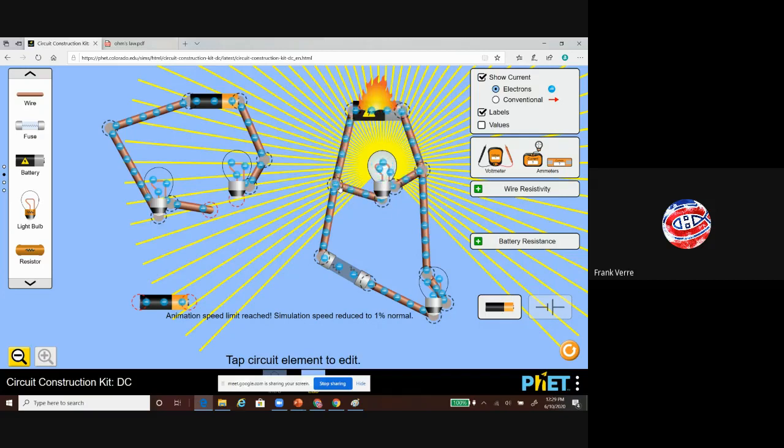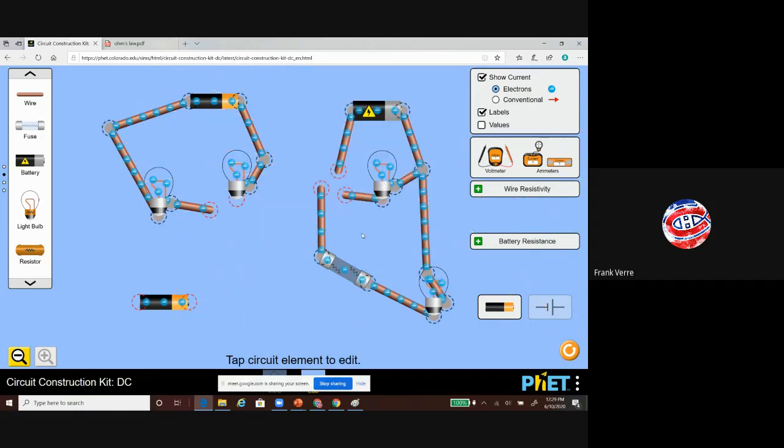So let's break this circuit. Okay, so watch this. Let's remove this. Let's just connect like these, okay? So we're gonna remove this light bulb, okay? Now let's replace this fuse. So you saw what happened.